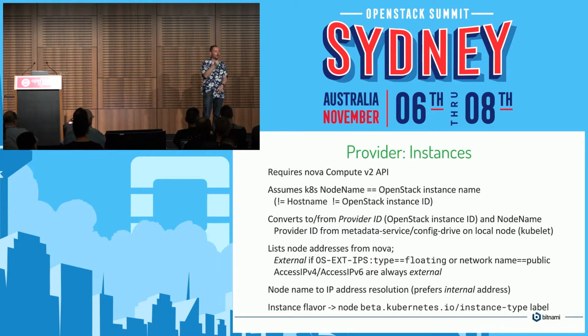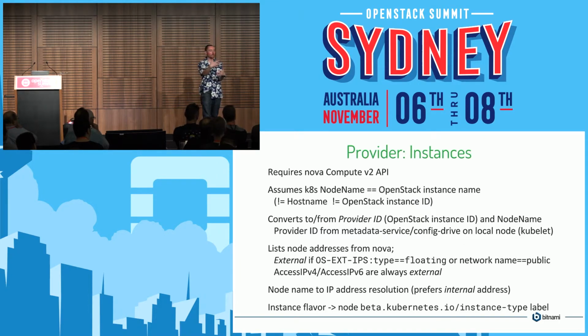Now we look through the addresses on there, and we try to sort the addresses in terms of internal and external. It's a bit of a guess based on whether it's got the floating IPs type, or particularly for the Rackspace case, if the network name happens to be public, which is how Rackspace did their public cloud networking. But if you're running a cloud and you call your network name public and it's not public, you deserve everything you get. The access addresses are always considered external, and anything else is considered internal.